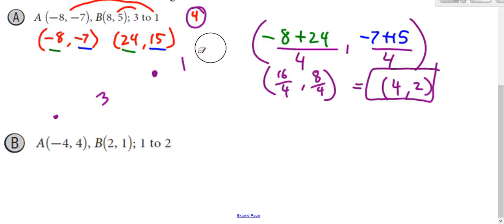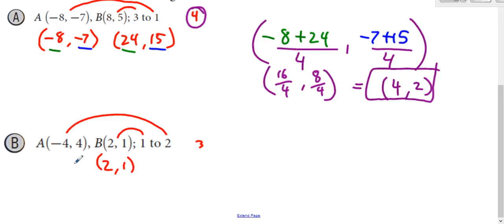So we could do the same thing with this next problem, a 1-to-2 ratio. So remember, we have to add those for 3. That's going to be our denominator. We're going to divide by 3 at the end. And you also have to multiply. 1 times 2, 1 is 2, 1. And then we're going to multiply the 2 times this point. It's -8, 8.